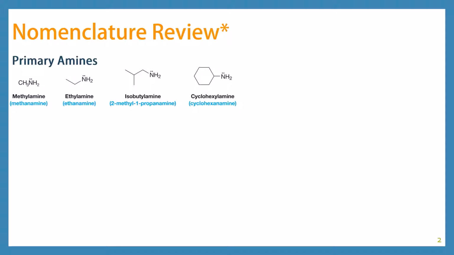The third compound says isobutylamine. Isobutyl is a common alkyl group. The IUPAC way of naming it would be to find the longest chain, which is 1, 2, 3 carbons, and then indicate the substituent coming off of the longest chain. So 2-methyl-1-propanamine.